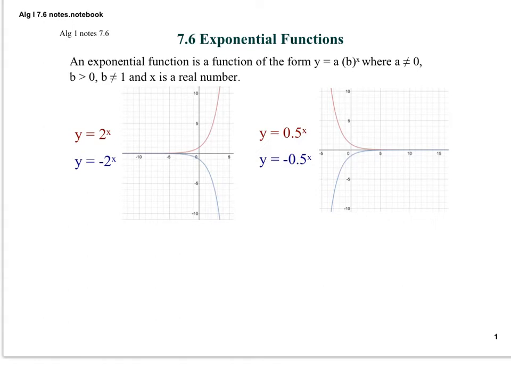An exponential function is a function of the form y equals a times b raised to the x power, where a cannot be 0, otherwise that would make everything 0, and b has to be greater than 0, and b cannot be 1, because if it was just 1, then it wouldn't be an exponential function. So we've got a couple of examples here of y equals 2 raised to the x power and y equals negative 2 raised to the x power.